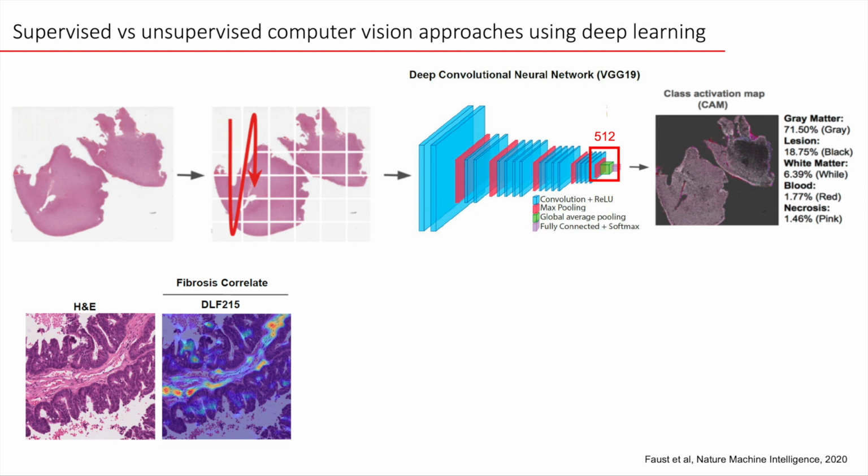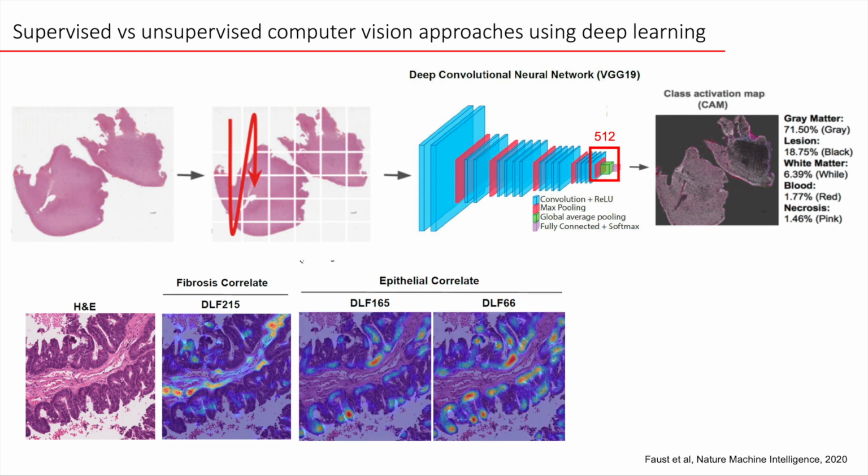Here's an example of the feature representation 215, and you can see that when we superimpose this specific feature onto this image of a metastatic colorectal cancer, it localizes to the fibrotic core of this papillary structure, suggesting that this is a fibrosis correlate which a human would interpret. Other features of this 512 dimensional feature vector, such as feature 165 and feature 66, as you can see, label different aspects of the image. They label this epithelial lining, and so we've now annotated these as epithelial correlates that the computer has generated.